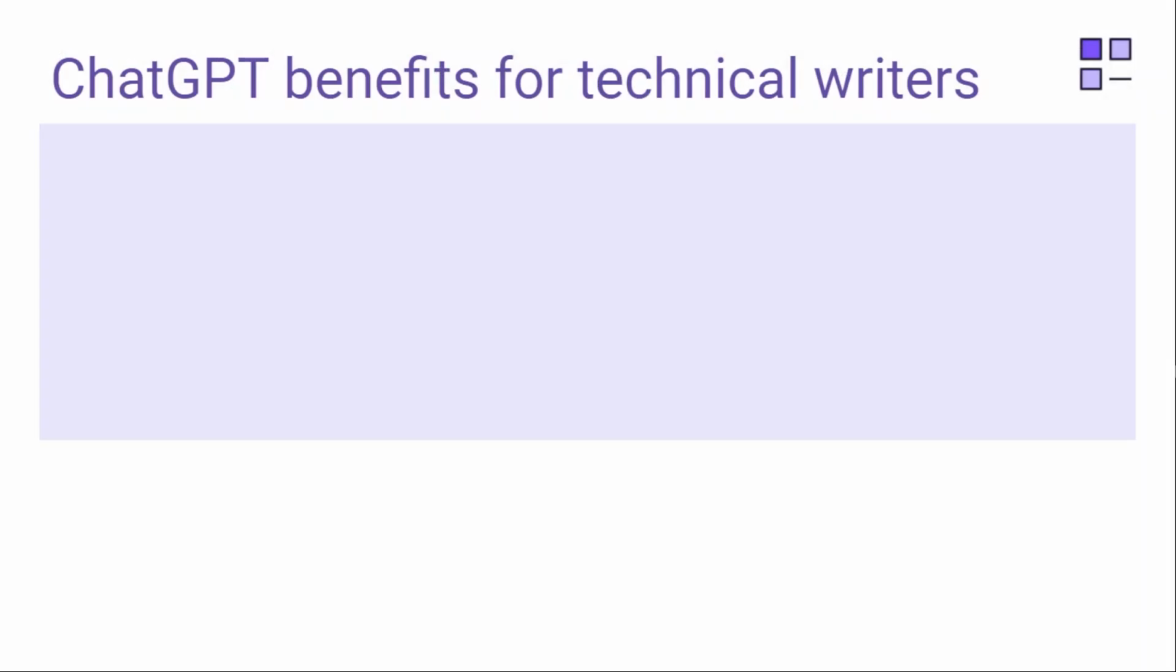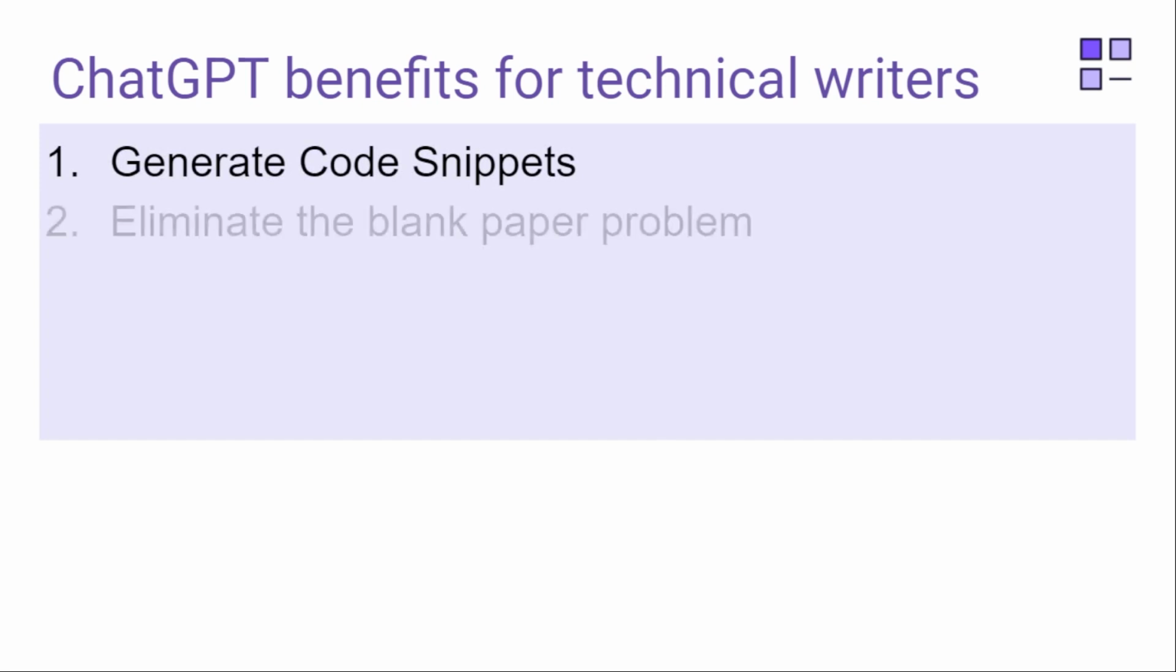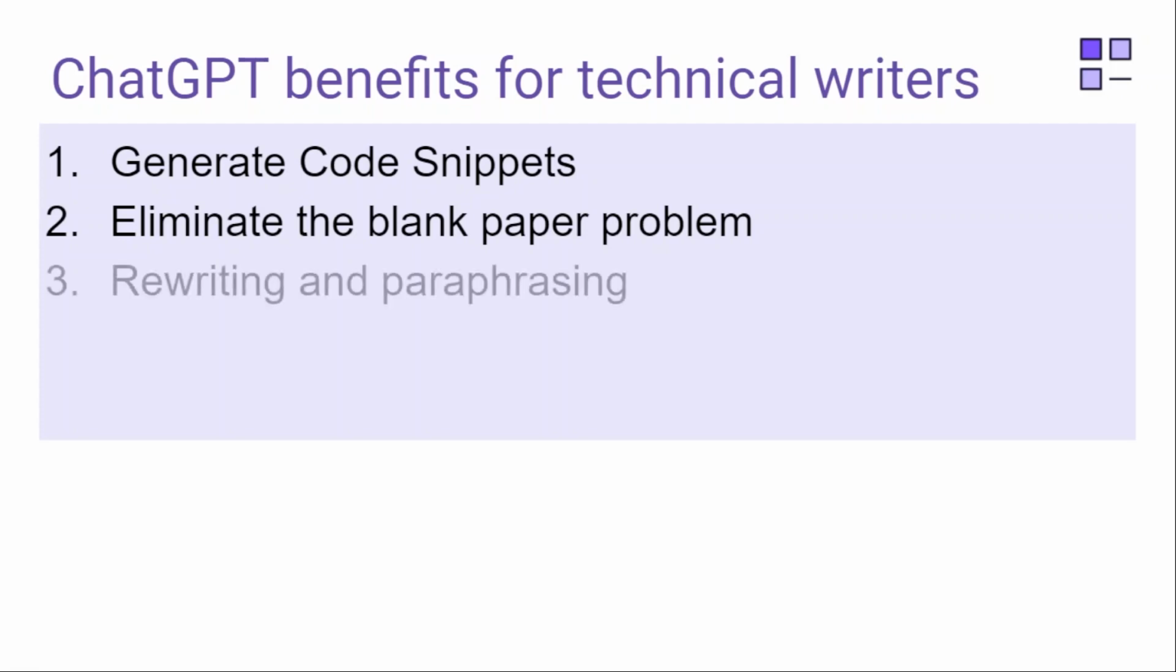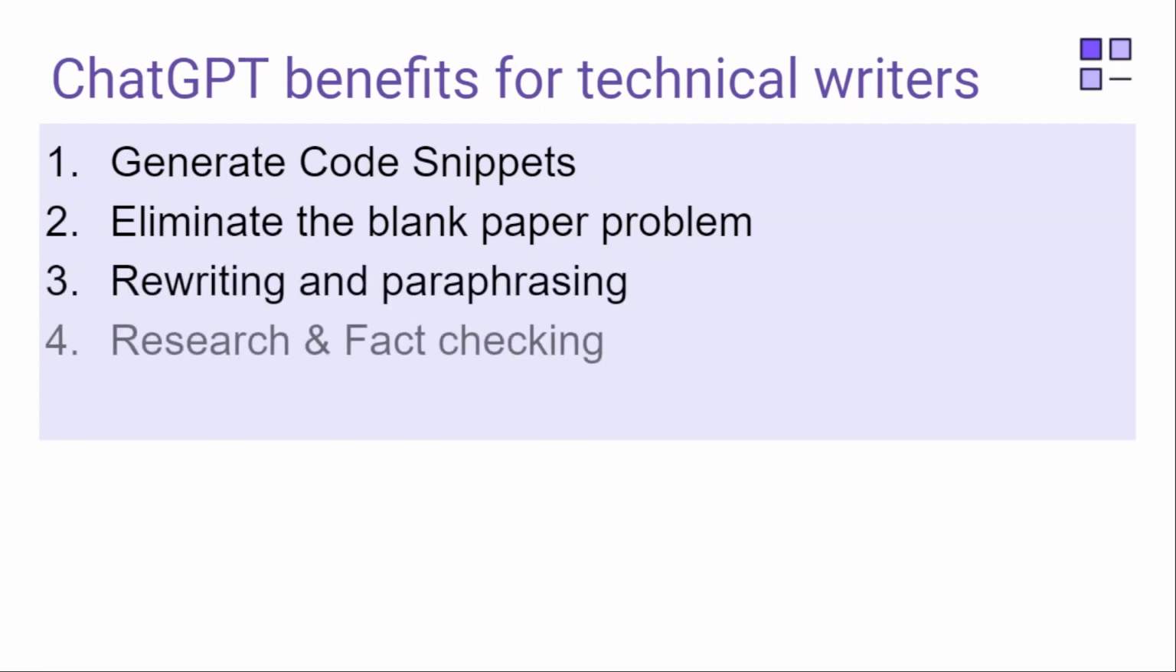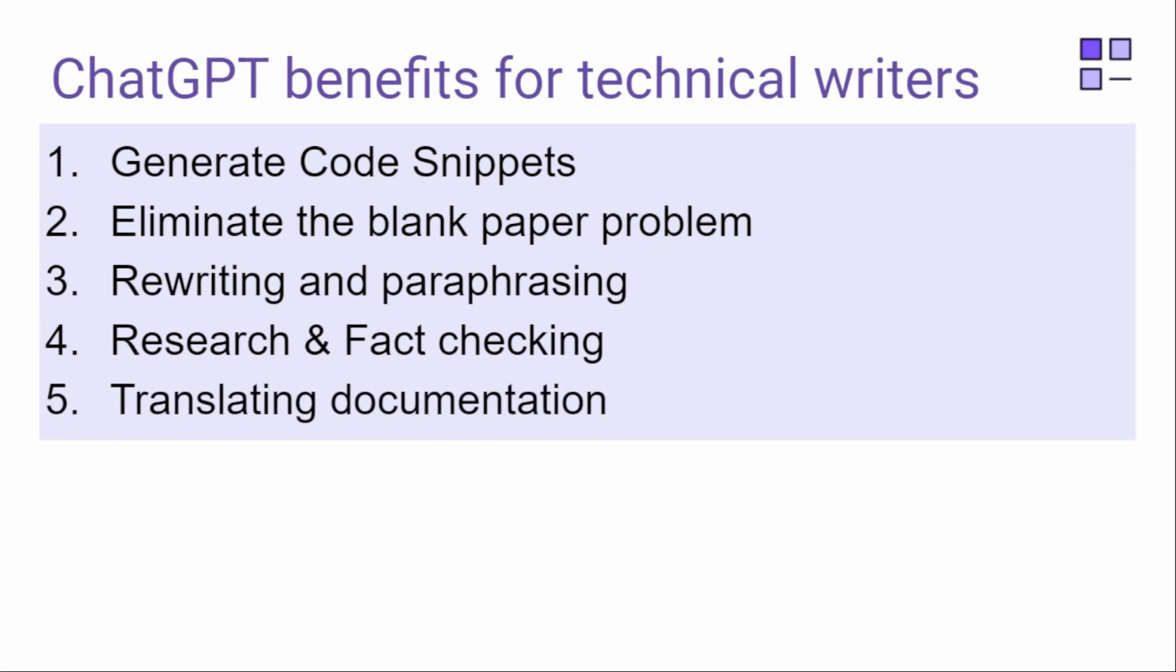Let's outline some of the benefits that ChatGPT provides for technical writers. First, you can use it to generate code snippets, eliminate the blank paper problem. You can use it for rewriting and paraphrasing, research and fact-checking, and finally, for translating documentation.